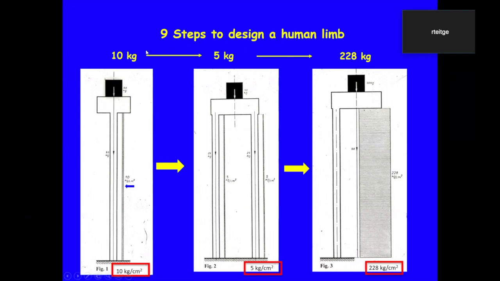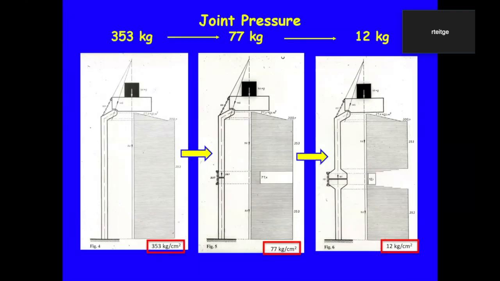So the steps to design a human limb: the first thing we'll do is have 10 kilograms on top of a column. But if we have two columns, which is the same as standing on two legs, then the load in the column is cut in half, so it's 5 kilograms per centimeter squared. But if we stand on one limb, the mass is cantilevered off to the side, which puts a tremendous bending stress in the column itself, and the average load jumps to 228 kilograms per centimeter squared. Now, if we add a hip joint, we actually move the femur more lateral to the side, which increases the load in the column, and the load through the column jumps to 350 kilograms.